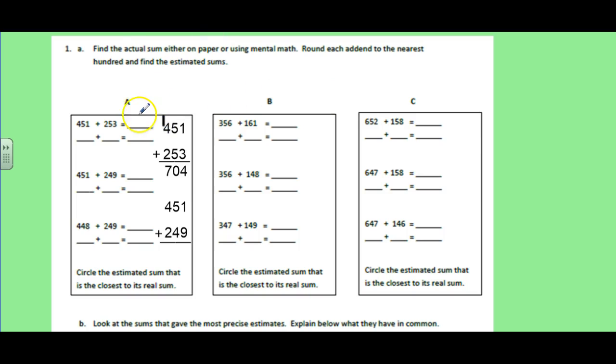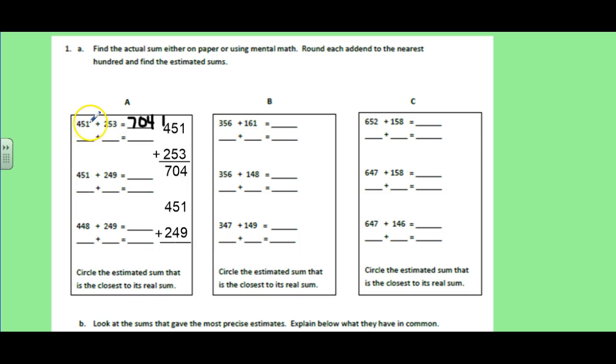So on this line, where we're adding the actual numbers, you're going to put 704. And then what we're going to do now is round it to the nearest hundred. We're going to take 451, round that to the nearest hundred, and put it on this line. Then we're going to take 253, round that to the nearest hundred, and put it on this line.